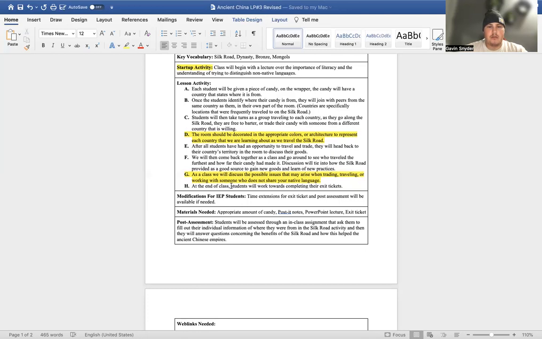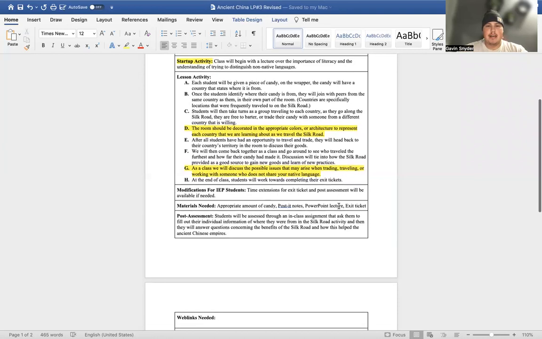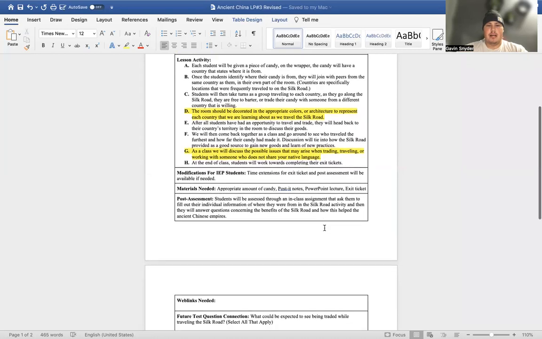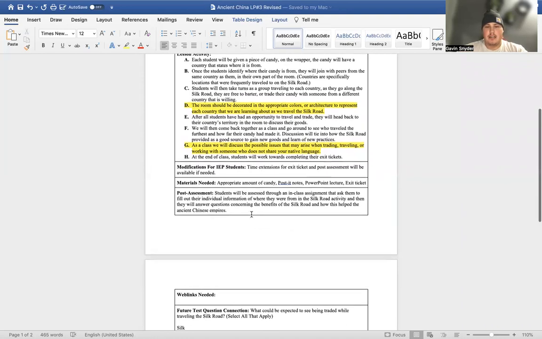Then what I added here, as a class, we'll discuss the possible issues that may arise. This ties back into the startup activity. Now that they've done the activity, they can see, oh well, maybe this would be an issue. I thought that was a good way to tie back into the beginning of class. Then at the end of the class, students will just work on their exit tickets. Pretty normal procedure. My modification for IEP students is just time extensions for the work if they need it.